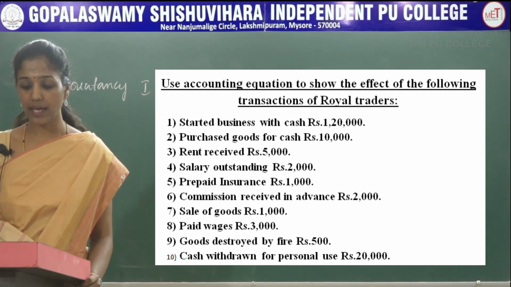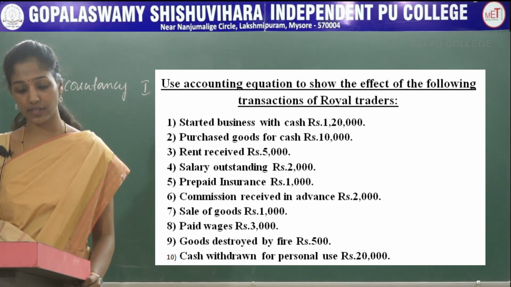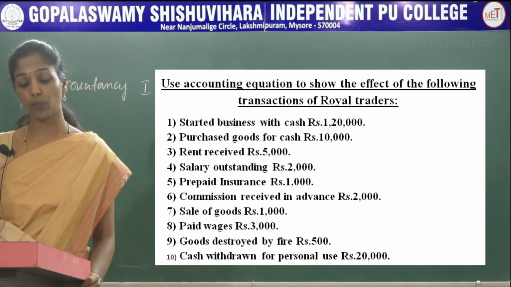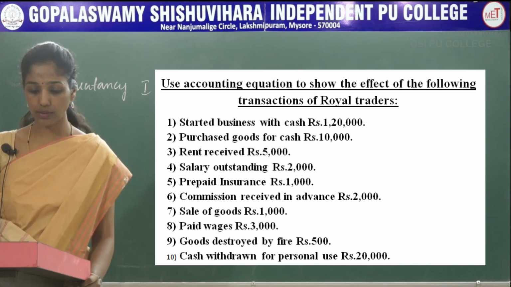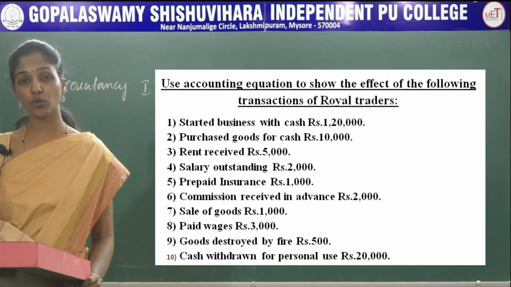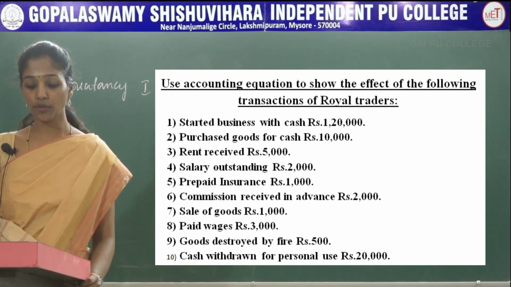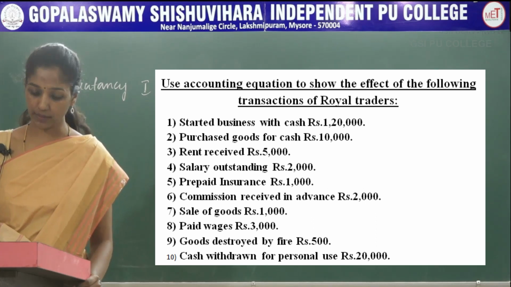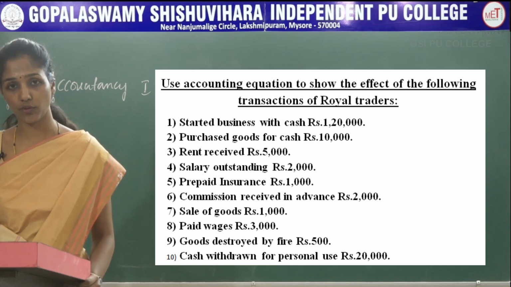Started business with cash rupees 1,20,000, purchased goods for cash rupees 10,000, rent received rupees 5,000, salary outstanding rupees 2,000, prepaid insurance 1,000, commission received in advance rupees 2,000, sale of goods rupees 1,000, paid wages rupees 3,000, goods destroyed by fire rupees 500, cash withdrawn for personal use rupees 20,000.